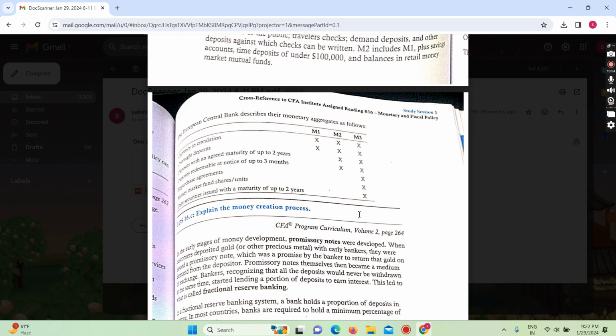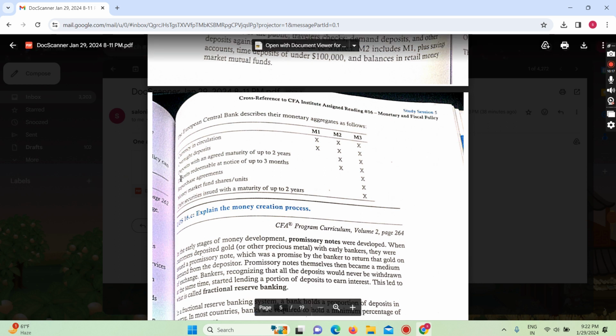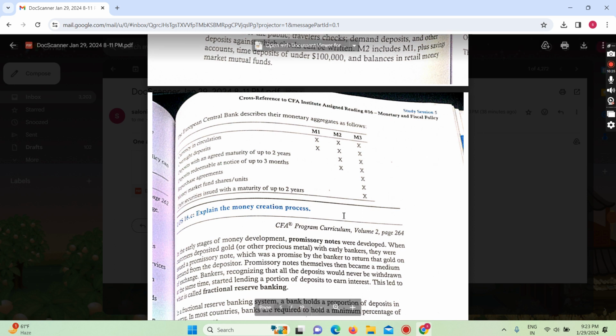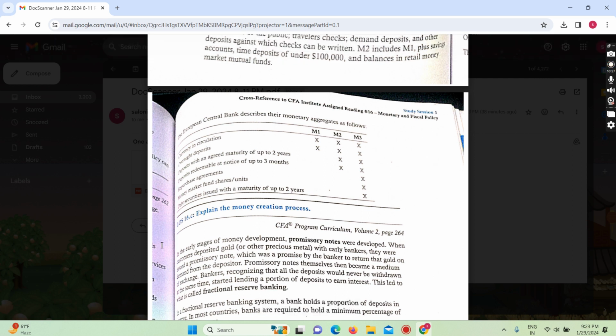So M3 is M1 plus M2 plus the repurchase agreements, the money market fund share units, and the debt security issue within a maturity of up to 2 years. So here the debt securities are covered by M3, and earlier the deposit with an agreed maturity of 2 years is covered by M2. So there is a thin line of difference between these two. Here the deposit is covered, whereas debt security issue within a maturity up to 2 years are covered under M3.